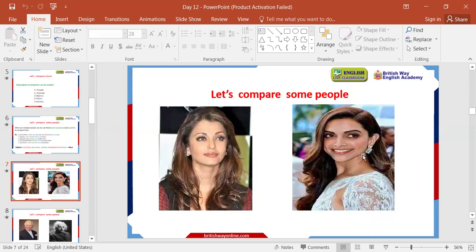So here there are two beautiful ladies. How do you compare their appearance and qualities? The first lady is more beautiful than the second lady. Who are these ladies? First one is Aishwarya, right? Second one? Deepika Padukone.